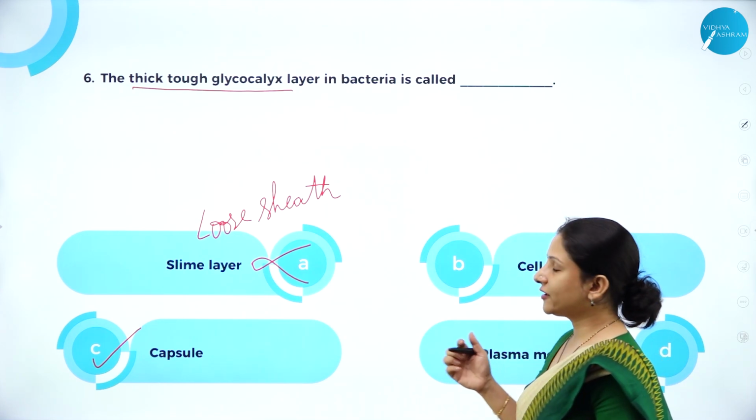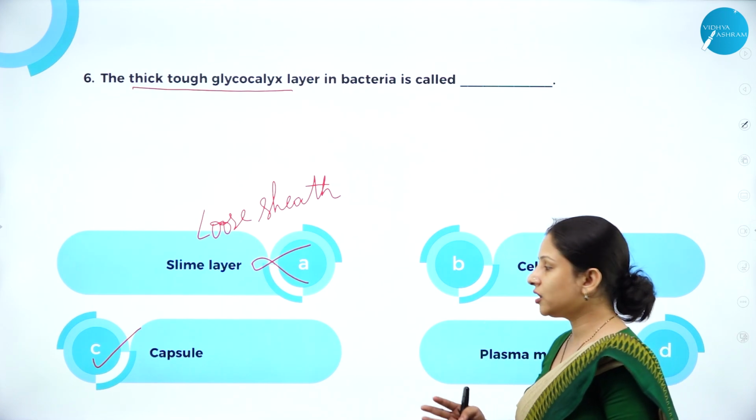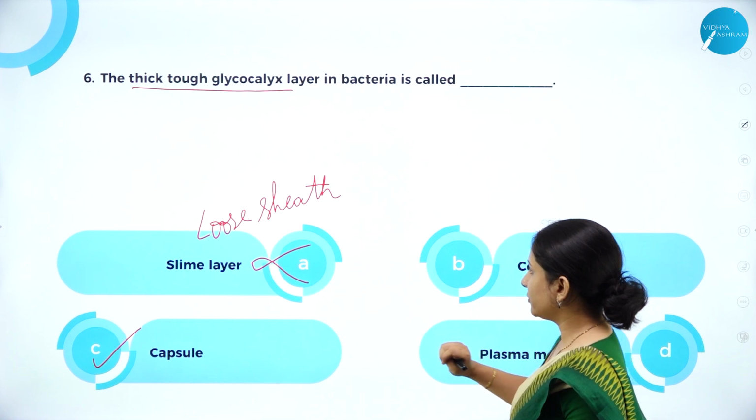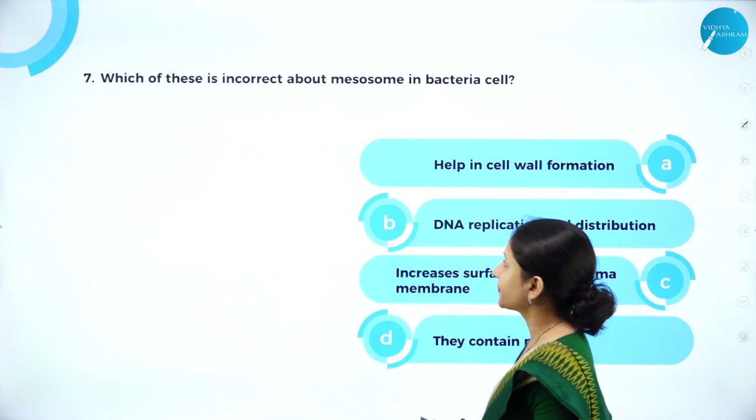The cell wall forms the next layer next to the glycocalyx. Inner to the cell wall is the plasma membrane. So therefore, these two options can be eliminated. The right answer here is option C, that is capsule.